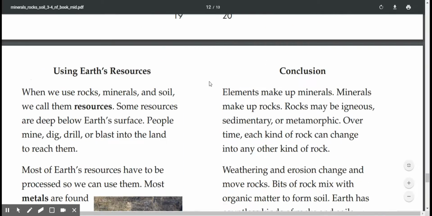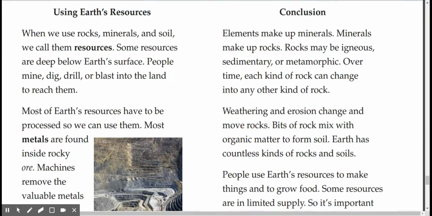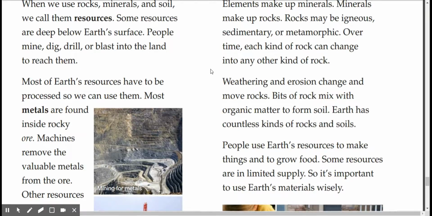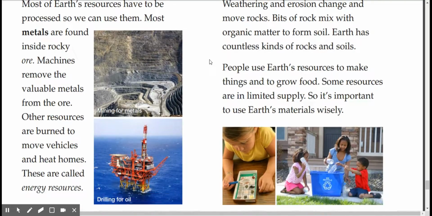All right, really quick conclusion. Elements make up minerals. Minerals make up rocks. Rocks may be igneous, sedimentary, or metamorphic. Over time, each kind of rock can change into any other kind of rock. Weathering and erosion change and move rocks. Bits of rocks mix with organic matter to form soil. Earth has countless kinds of rocks and soil. People use Earth's resources to make things and grow food.